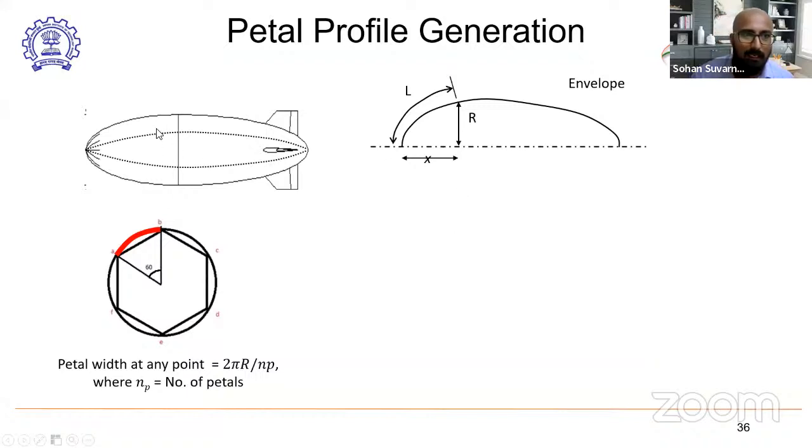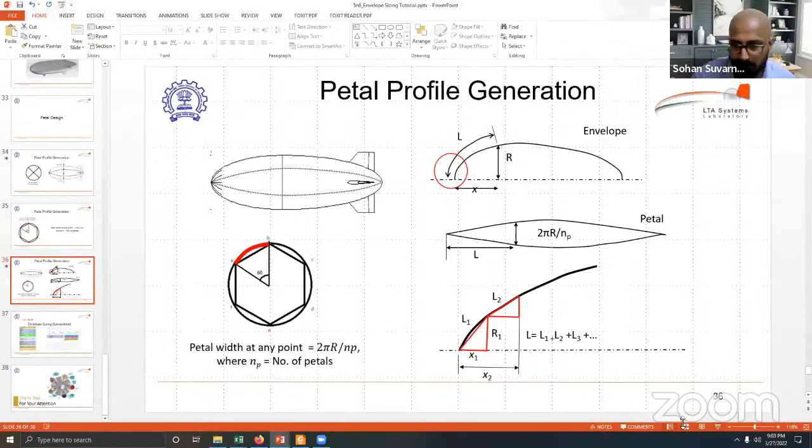So you're basically getting the width of the petal. Similarly, we have to do the same for the length as well, because along the length, so here we are.